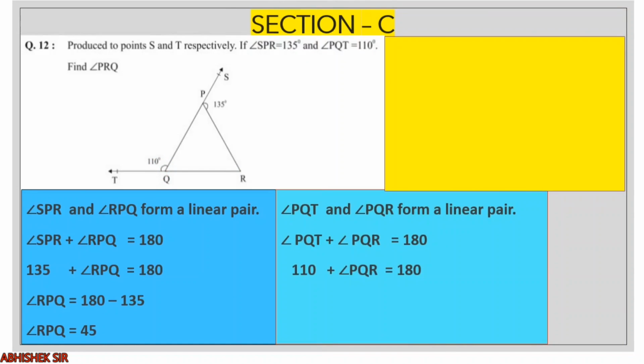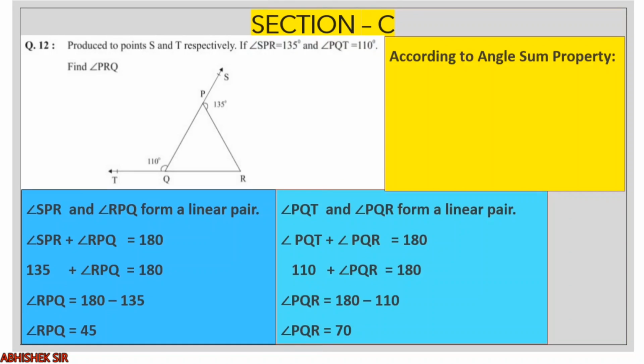So we can write PQT plus PQR forms a linear pair. PQT plus PQR is 180 degrees. So 110 plus PQR equals 180. So what is angle PQR? That is 180 minus 110, which is 70.